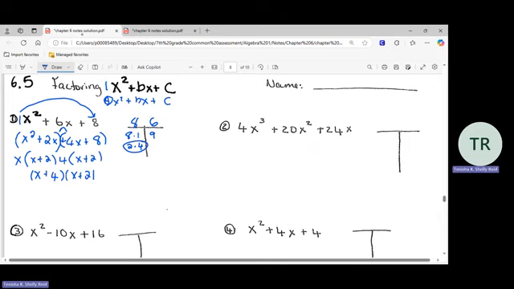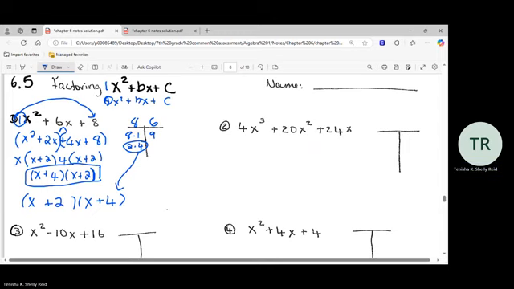Well, if your a term is 1, I could actually skip a lot of that because I know that the only thing that gives me x squared is an x and an x. There is no number in front of it, so I don't have to worry about which binomial gets that a term because it's just 1. So if this is 1, then you can use your factors, plus 2, plus 4. You could go right there.